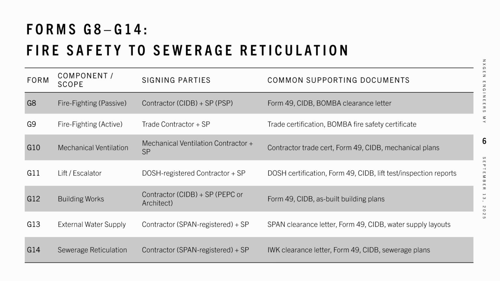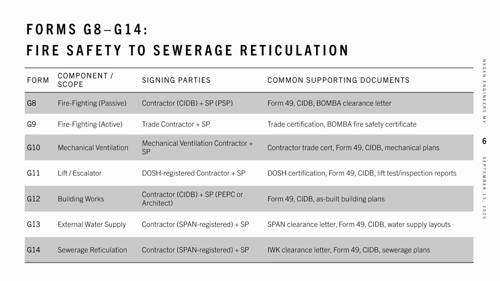Mechanical ventilation is addressed in Form G10, requiring a certified contractor and SP, along with mechanical plans and CIDB documentation. Form G11 focuses on lift and escalator installations, necessitating a DOSH-registered contractor and SP, supported by DOSH certification and lift inspection reports. Building works are covered in Form G12, involving a CIDB contractor and either a PEPC or architect, with as-built building plans as supporting documents.